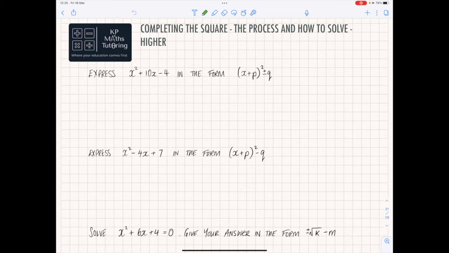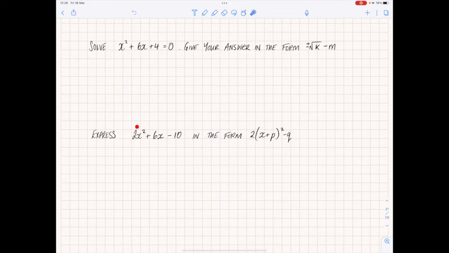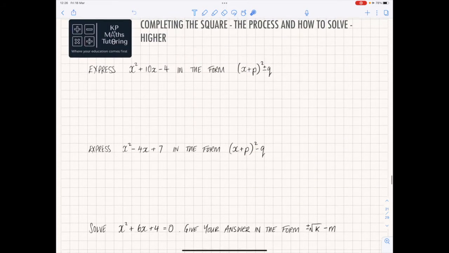I'm going to talk you through the process of completing the square, what that actually does and what that tells us, and then actually how we then solve by completing the square. I'm going to look at it in two forms, one where an x squared is just a one like this, and then we'll look at some other questions like this here where the x squared is greater than 1. So let's dive straight in.